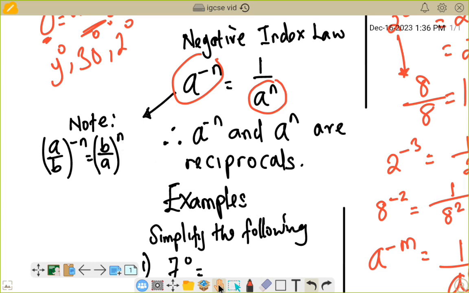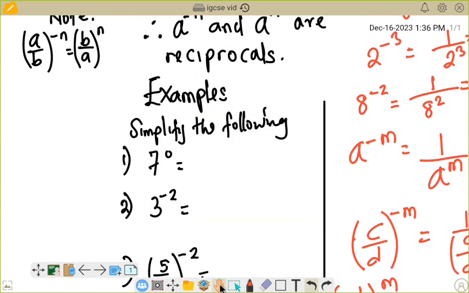So let's take some examples from here. You have to simplify the following. You have 7 raised to the power 0. Don't forget the zero index law. Any number raised to the power 0 is 1. So this answer is pretty straightforward. It equals 1. Any number raised to the power 0 is 1, except 0.